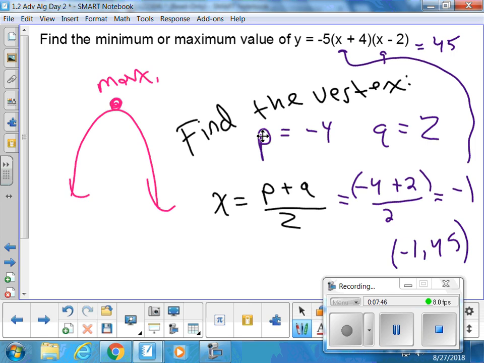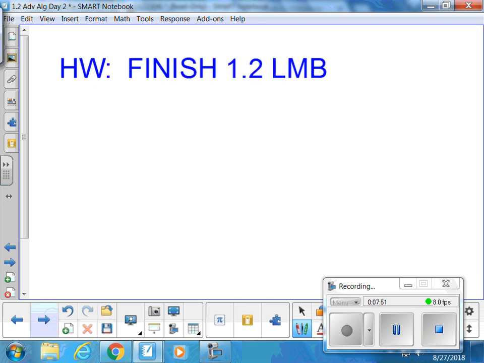Good job, everybody. Okay, your homework tonight is just to finish all those problems in the worksheet that you weren't assigned over the weekend. Because all of those problems I didn't assign you are the intercept form problems, okay?